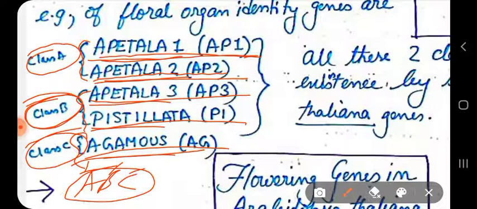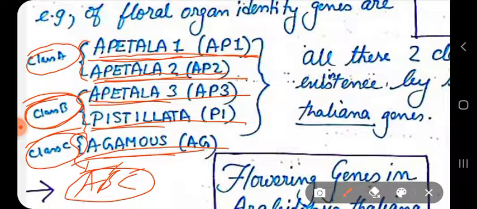And which classes of floral organ identity genes are going to be expressed first, and which class will express later, that will be decided. We will study that when we study the ABC model of flower development.